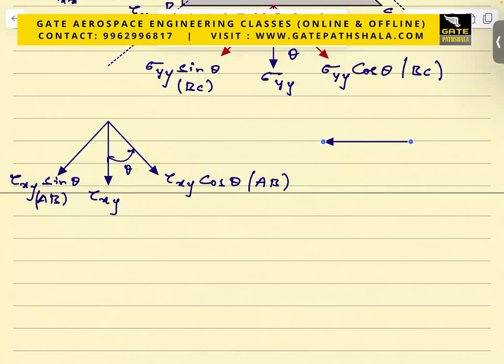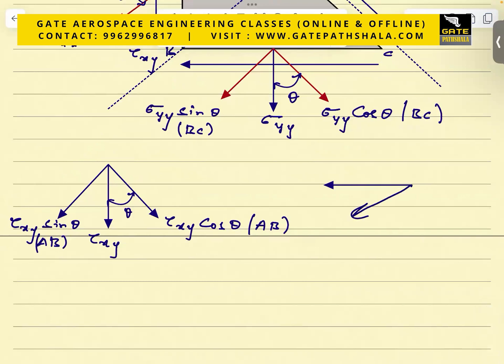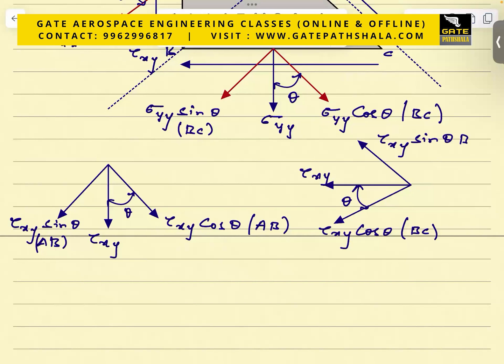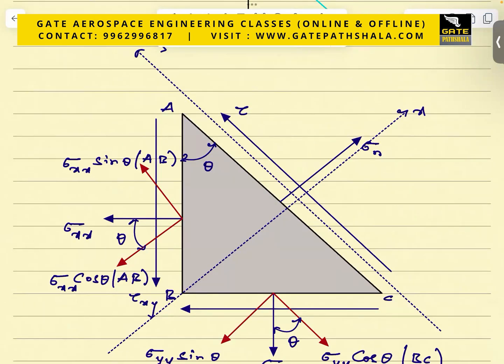So similarly, if I resolve tau xy of BC, it will be along this and perpendicular to this. Again, this angle will be theta, and this is my tau xy. Tau xy cos theta into BC, and this will become tau xy sin theta into BC. Write this. So you are done with all the resolution.